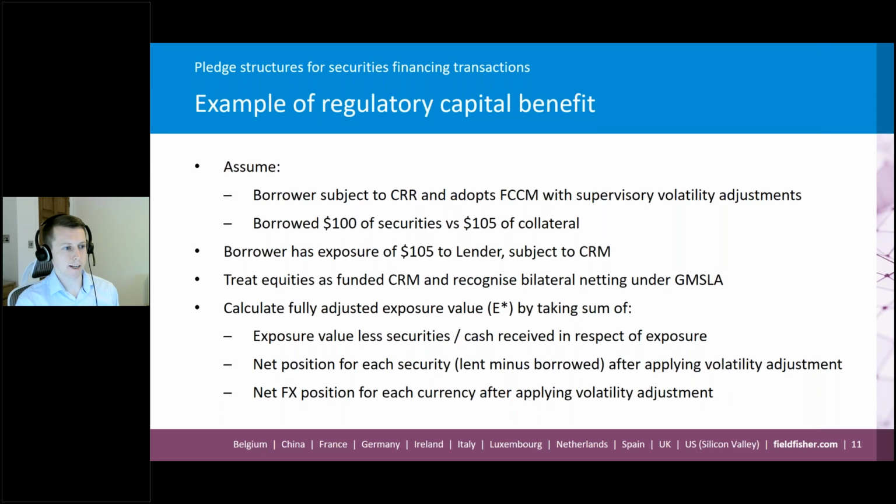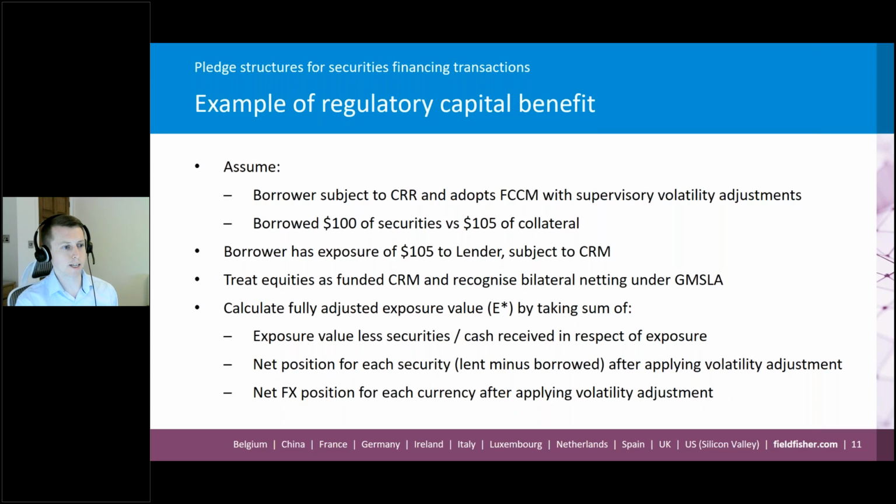And what that represents is effectively the exposure value that the borrower has, taking into account all the different credit risk mitigation techniques. The way this works in CRR is that you determine the value of your exposure, gross of any credit risk mitigation. This would be the 105, and you subtract from that the securities or cash that has been received, so the 100 of equities that have been borrowed under the loan. And then you establish what the net position the borrower has in each security by looking at the securities that have been lent, subtracted from the securities that have been borrowed.